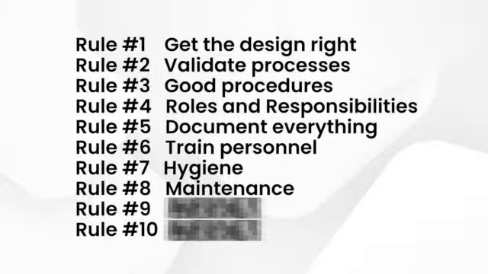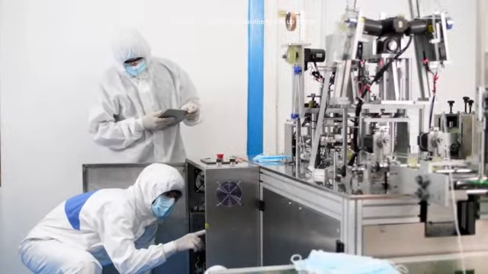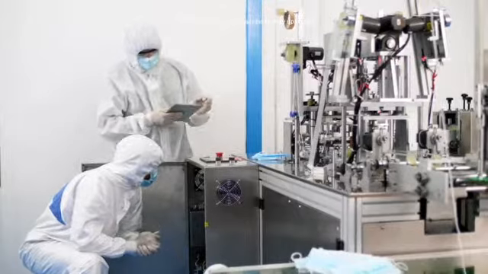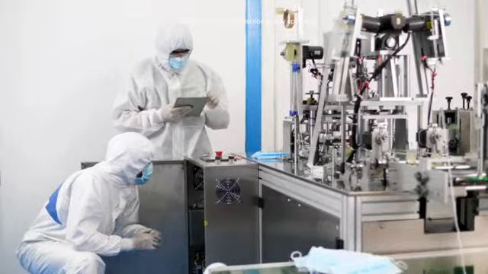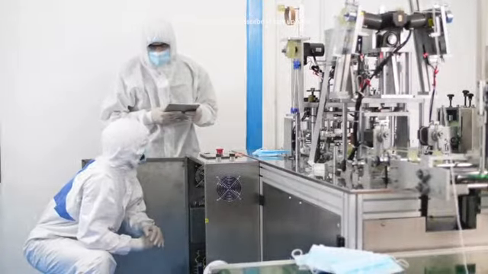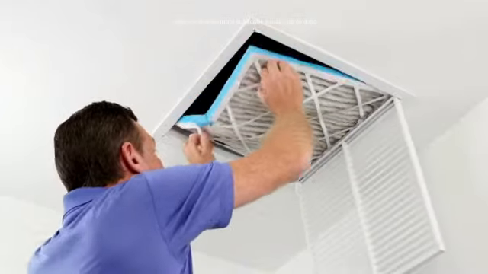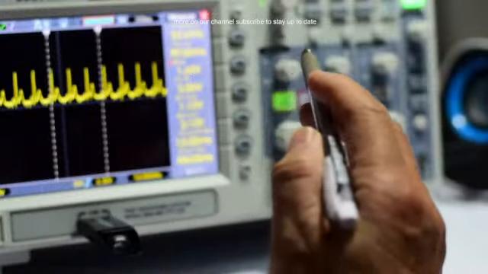Golden rule number 8, maintain facilities and equipment. Even with excellent design, facilities and equipment require ongoing care to remain suitable for pharmaceutical manufacturing. This golden rule highlights the importance of robust maintenance programs. Facilities must be kept in a good state of repair, with prompt attention to issues like cracks in walls or floors that could harbor pests or microorganisms. Equipment requires both preventative maintenance to avoid unexpected failures and corrective maintenance when issues arise. All maintenance activities should be documented.